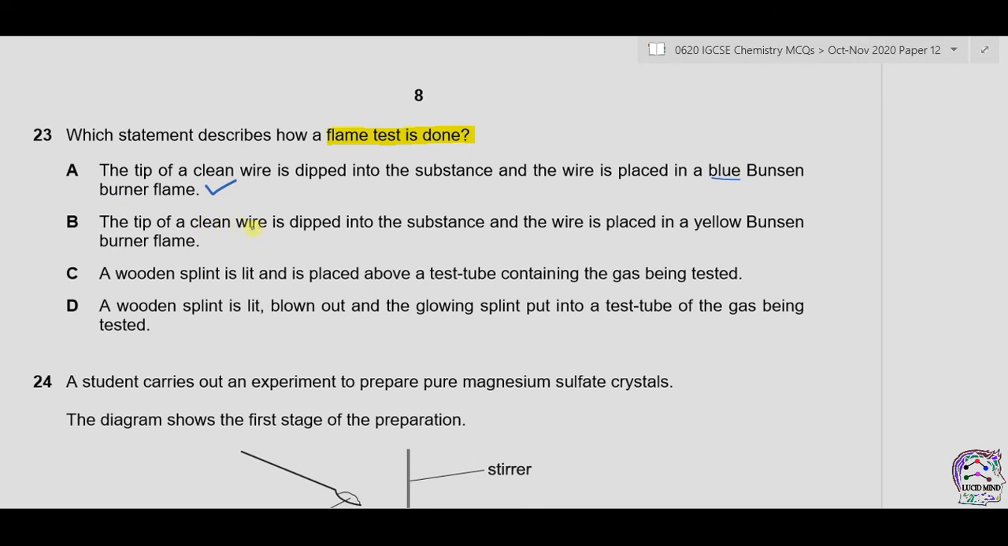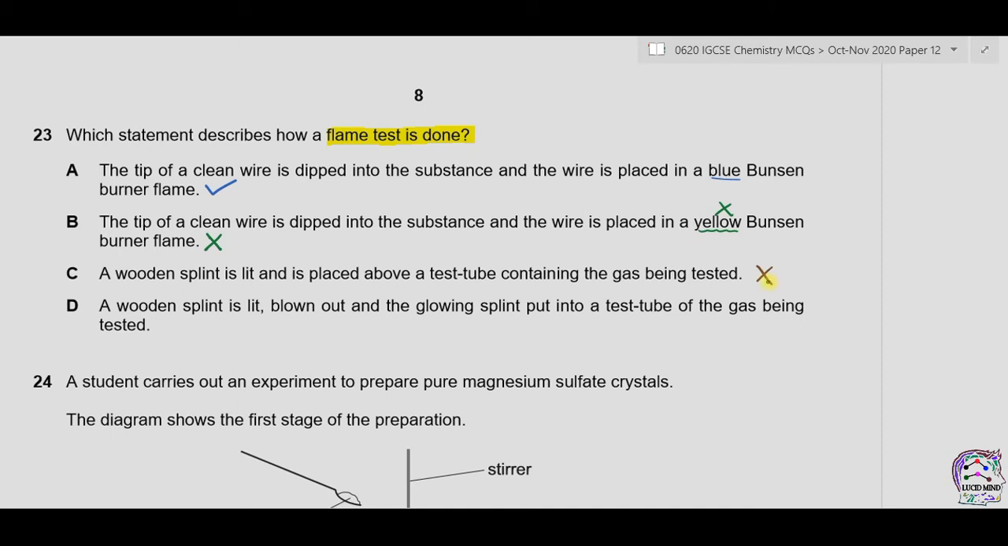B. The tip of clean wire is dipped into the substance and the wire is then placed in a yellow Bunsen burner flame. This is wrong because the Bunsen burner flame should not be yellow, it should be blue in color. C. A wooden splint is lit and is placed above a test tube containing the gas being tested. This test is for oxygen and carbon dioxide. It is not a flame test.